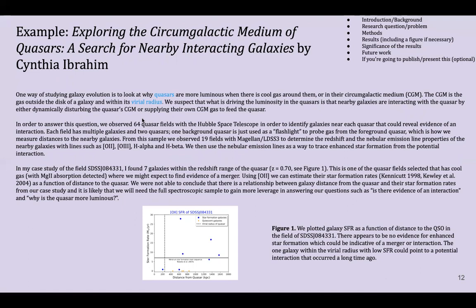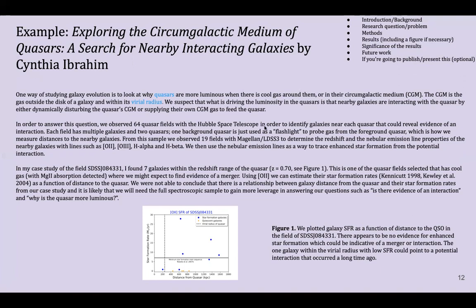This one is about exploring the circumgalactic medium of quasars, a search for nearby interacting galaxies. So they say that one way of studying galaxy evolution is to look at why quasars are more luminous when there is cool gas around them or in the circumgalactic medium. I would probably put a hyperlink there, but I didn't edit this one. So that's just setting things up.